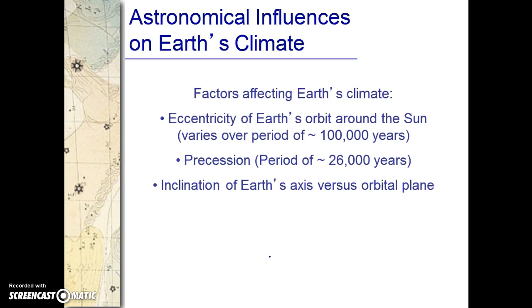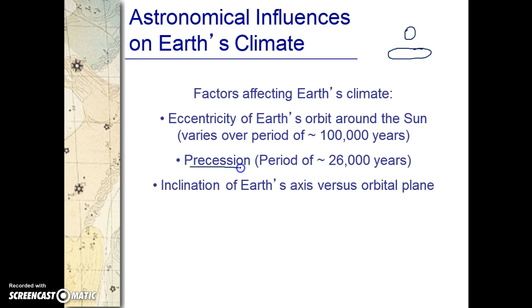Okay, so factors that affect the climate here. The eccentricity of the Earth's orbit around the sun. Remember, eccentricity means deviation from normal. So the more elliptical the orbit is, the more eccentric it is. Okay, so if it was a circle, it wouldn't be very eccentric. This would be an eccentric path because it's not close to that. It's more of an oval shape.